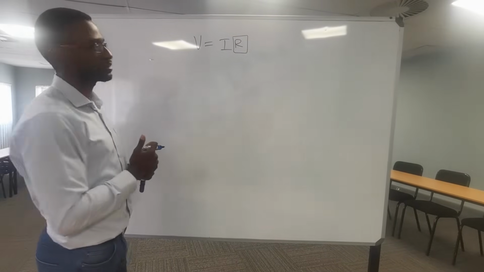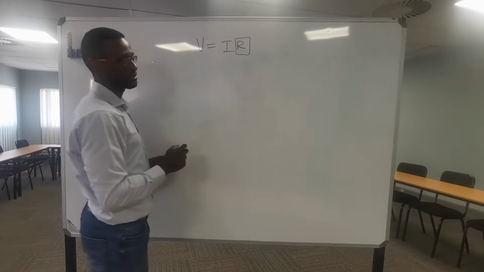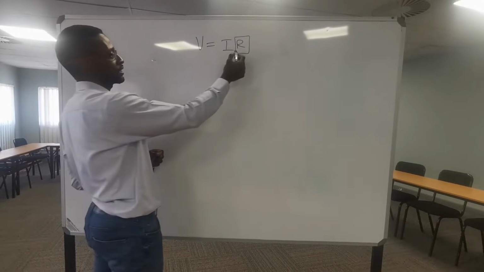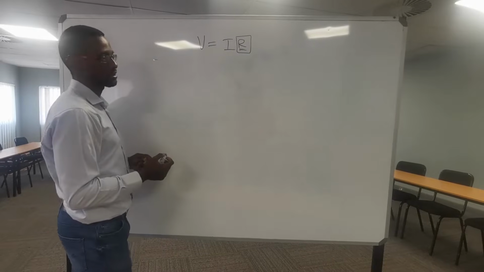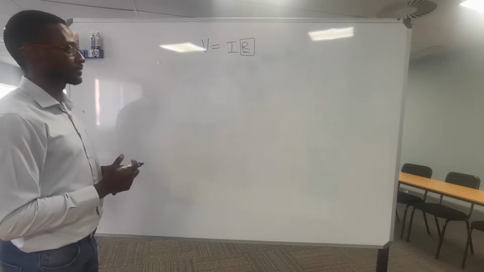So that tells you about Ohm's law, and it tells you about linearity. If you remember with linearity, we say there's a linear relationship between the voltage across an element and the current flowing through that element, given that the resistance is constant. So you're going to be testing this in this practical.